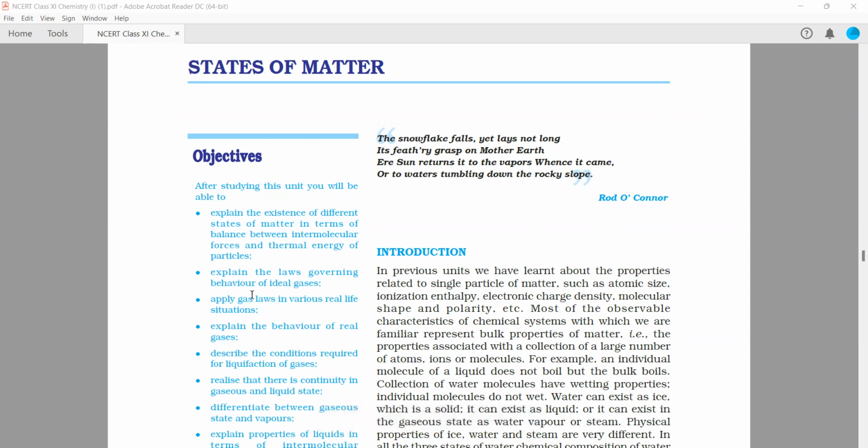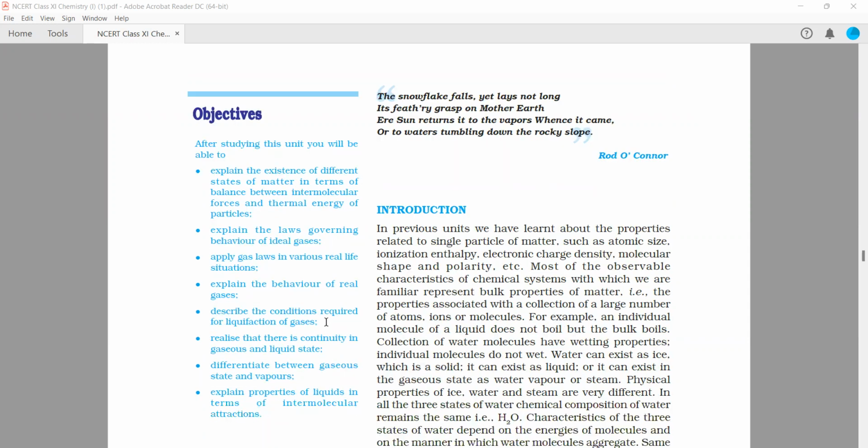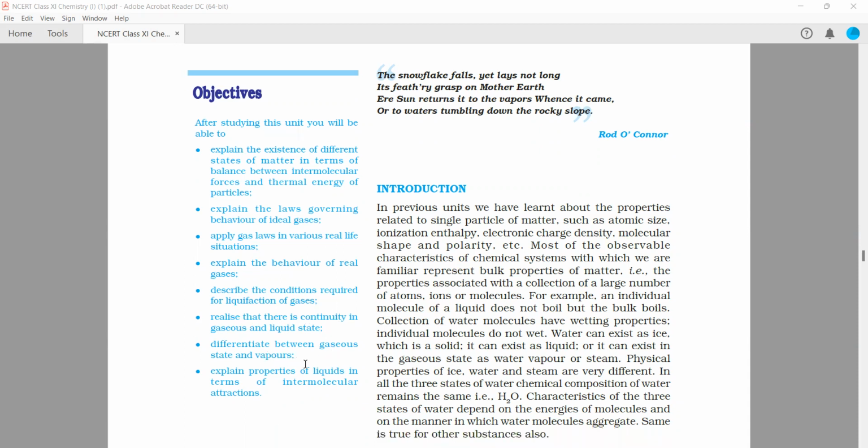So there are two types of gases: ideal gas, which behaves like an inert gas, and real gas, which is exactly opposite to that of ideal gases. It will describe the condition required for the liquefaction of gases and also realize that there is continuity in the gaseous and liquid state. It will differentiate between gaseous states and vapors.